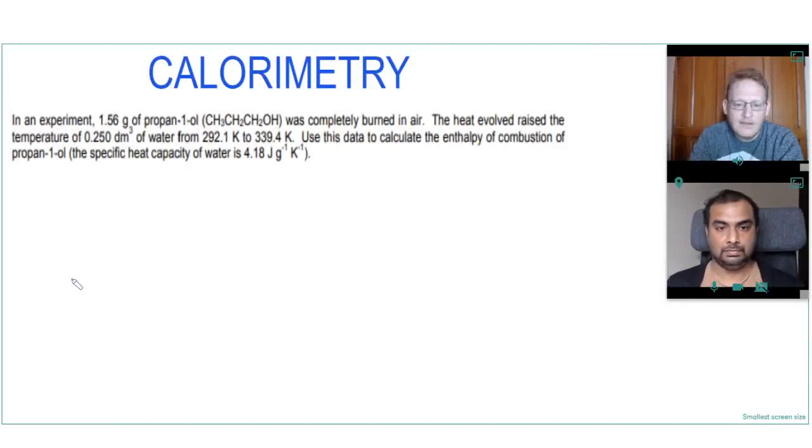So today we're looking at calculating an enthalpy of combustion using calorimetry. So basically from an experiment where we burn a fuel and heat up some water, and from the temperature rise of the water we can calculate the energy given out and therefore the enthalpy change. So the equation we use for this is Q equals mc delta T.